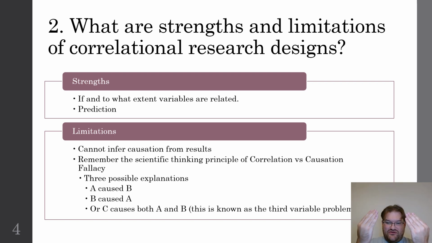And this example of ice cream sales and crime is an example of the 3rd variable problem. If we find that as ice cream sales go up, crime goes up, and as ice cream sales decrease, crime decreases, maybe there's a 3rd variable that's causing both A and B. This is known as the 3rd variable problem. In our example, it may be related to the weather, to heat.